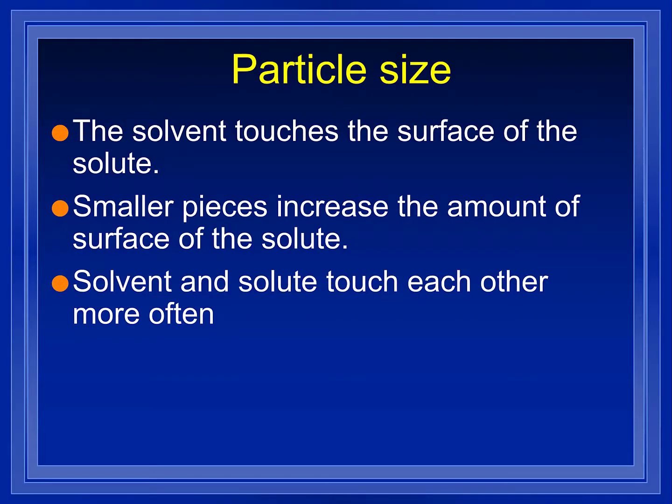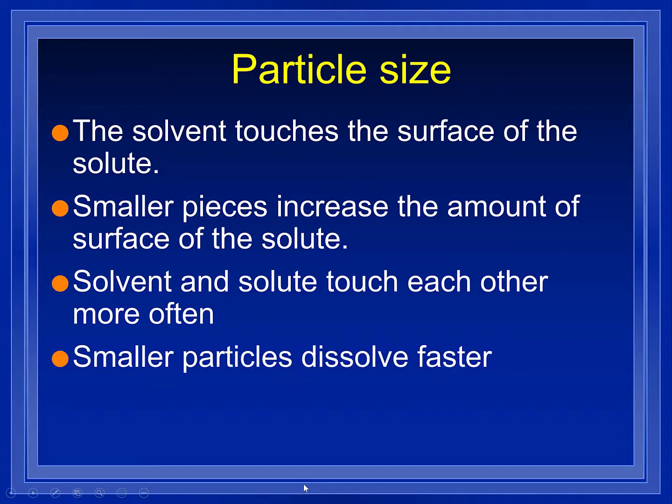And if they touch more often, every time they touch, they have a chance of ripping those solute molecules off. So the more often they touch, the faster it goes. So smaller particles dissolve faster because they have a bigger percentage of their molecules or their solute pieces at the surface.